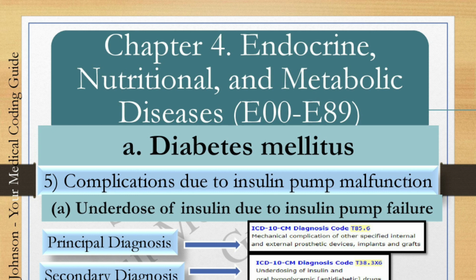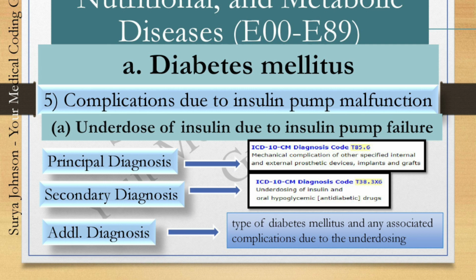So in this scenario, how do we code? Under diabetes mellitus 5A, we'll see underdose of insulin due to insulin pump failure. So in this scenario, there is an underdosage of the insulin, there is a regular intake, right? So the dosage has been automatically reduced because of this insulin pump failure. In this case, you'll code the principal diagnosis as T85.6, which is a mechanical complication of other specified internal and external prosthetic devices, implants and grafts.